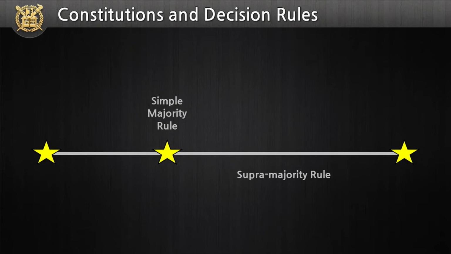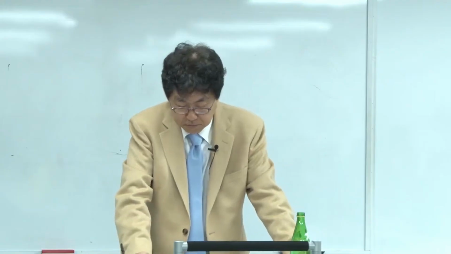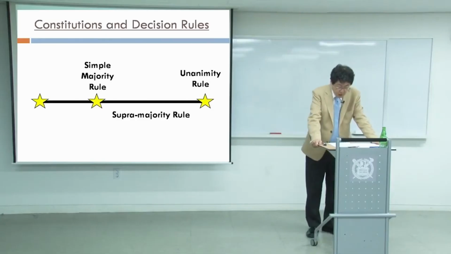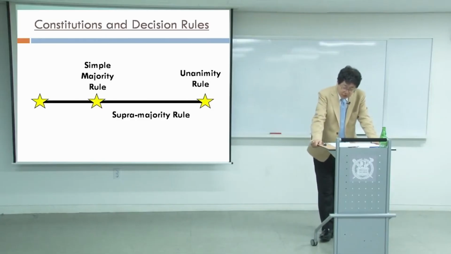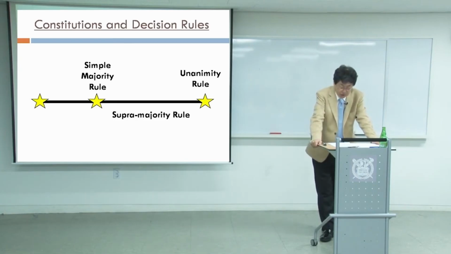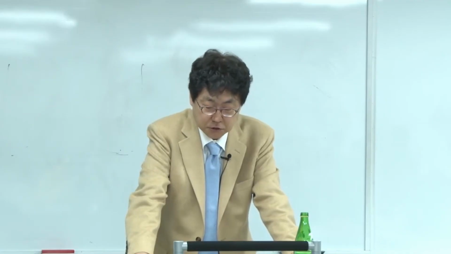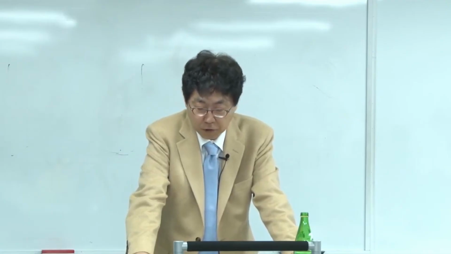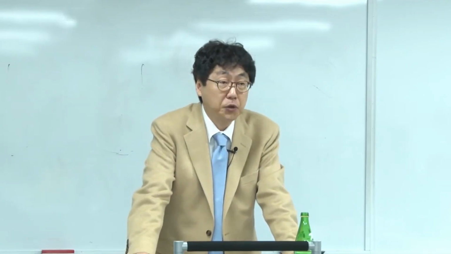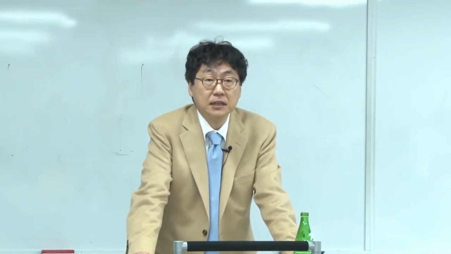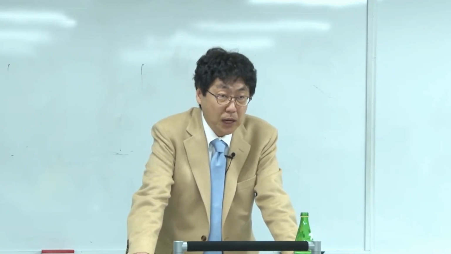Supra-majority rules, such as the 2/3 rule or 3/4 rule, are adopted for particularly important decisions. For example, the U.S. Constitution requires a 2/3 majority in both houses of Congress in order to amend the Constitution or to override a presidential veto. Exactly the same is the case in Korea.